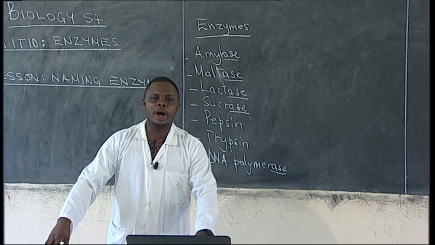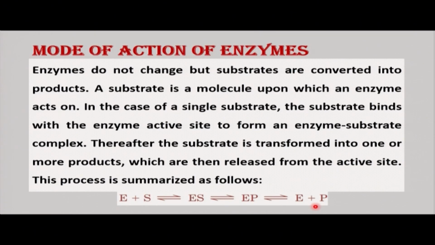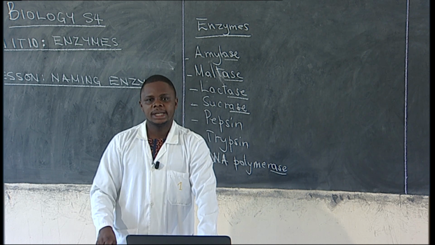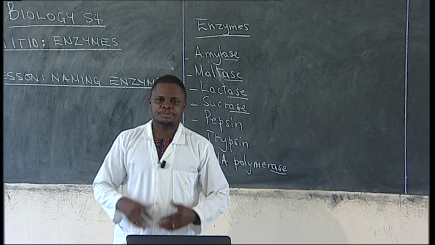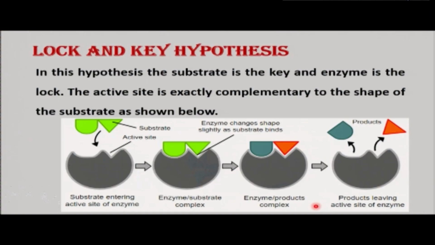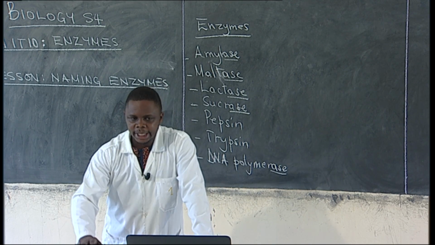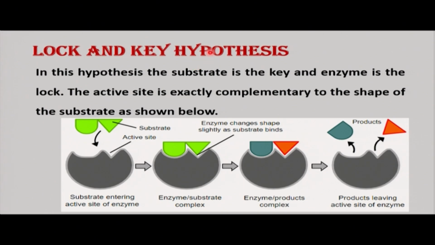Now that we have seen what happens when enzyme combines with the substrate to form enzyme and product, let us see different views of scientists on how enzymes work in our body. One of them is the lock and key hypothesis. In this hypothesis, the substrate is considered as the key, and the enzyme is considered as the lock.